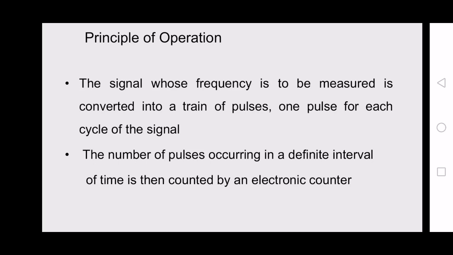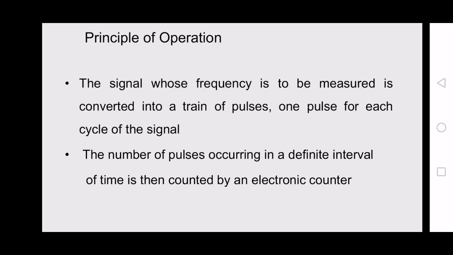This is very important, we have to apply one pulse per each cycle of the signal, then the number of pulses occurring in a definite interval of time. In the basic principle we call it 1 second at the other input terminal of the AND gate, but in the main principle of operation, the number of pulses occurring in a definite interval of time is then counted by the electronic counter.